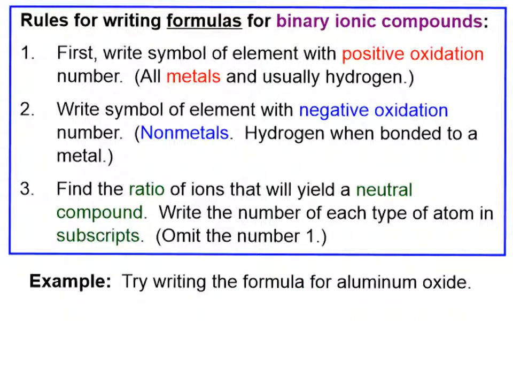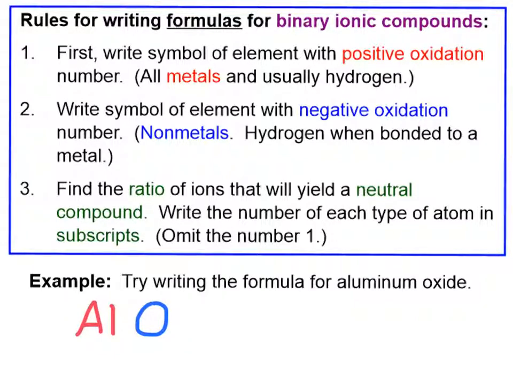I'm going to write the symbol for my element with positive oxidation first. That would be my metal. So I'm going to write the symbol for aluminum. Next, I'm going to write the symbol for my negative oxidation number. It's going to be the oxygen, because oxygen is going to be a -2. If we look up at the periodic table, it will gain 2 electrons. Now, in order to find my ratio of ions that yield a neutral compound, I'm going to have to think about this a little bit.